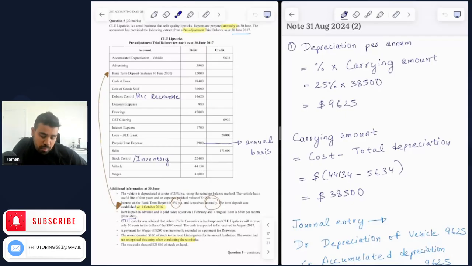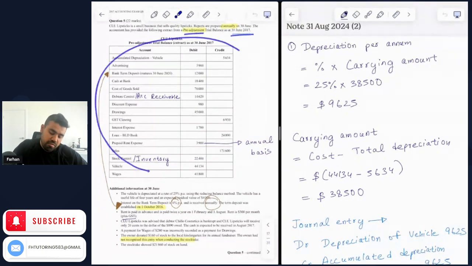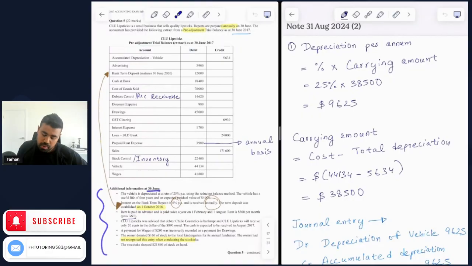CLU Lipsticks is a small business that sells quality lipsticks. Reports are prepared annually on 30 June. The accountant has provided the following extract from a pre-adjusted trial balance as of 30 June 2017. So here you can see we are given the various items which are either within the debit column or the credit column, and then you are given some additional information at the end of the reporting period.